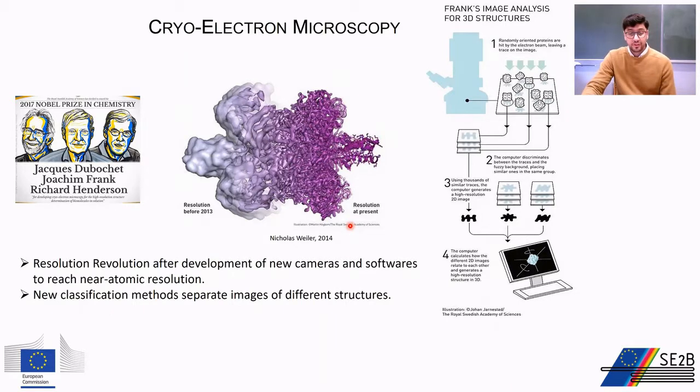Cryo-electron microscopy has really advanced in a few years. After 2013, there was a rapid advancement in this technique after the development of new cameras, software, and the generation of new methods for separation of particles. So now it's possible to reach near atomic resolution using electron microscopes. In 2017, Jacques Dubochet, Joachim Frank and Richard Henderson got the Nobel Prize for the development of this method.